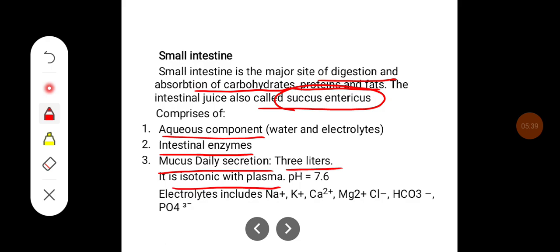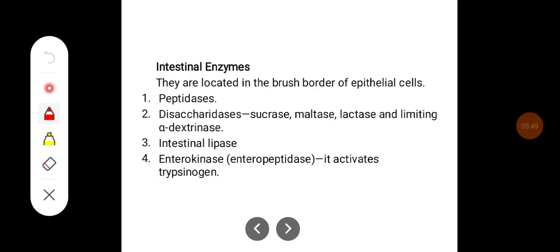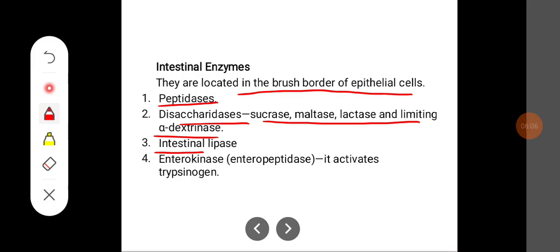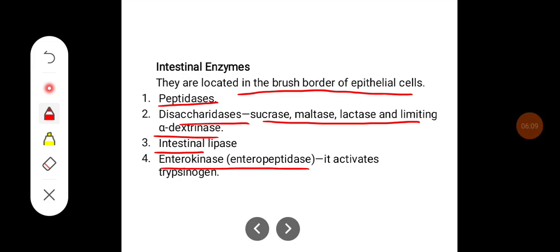that is pH equals 7.6, and the electrolytes include sodium, potassium, calcium, magnesium, chloride, bicarbonate, and phosphates. The intestinal enzymes are located in the brush border of the epithelial cells, which include peptidases, disaccharidases like sucrase, maltase, lactase, and limit alpha dextrinase. Then you have intestinal lipase. Then we have enterokinase, that is enteropeptidase, which is going to activate trypsinogen into trypsin.